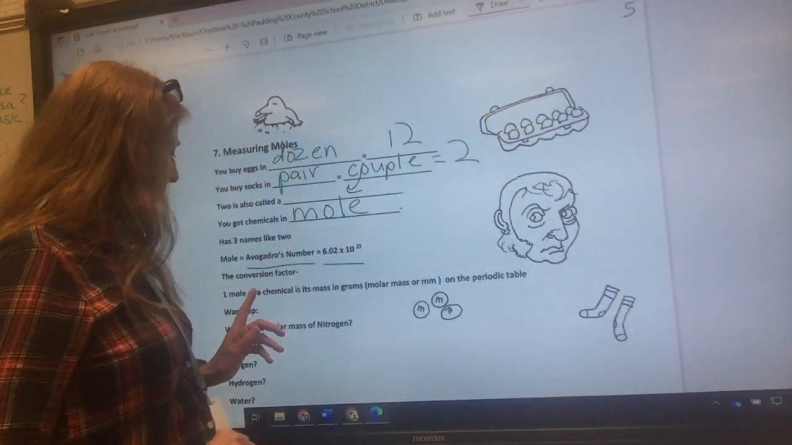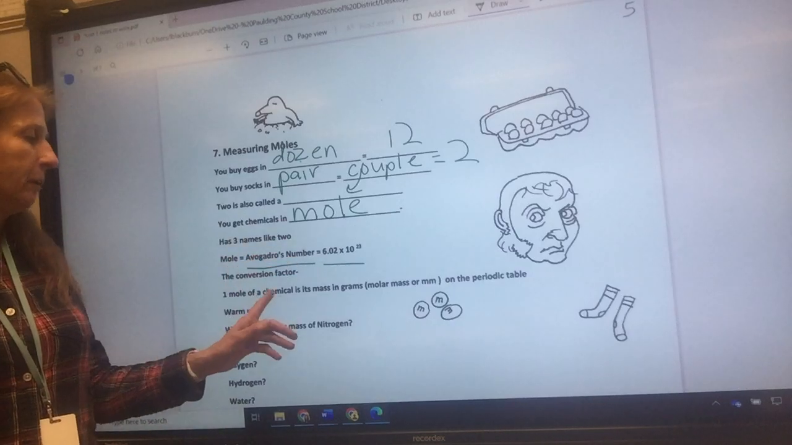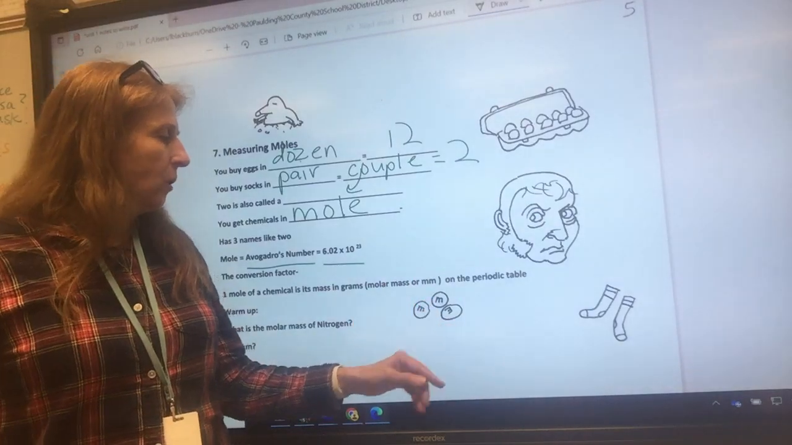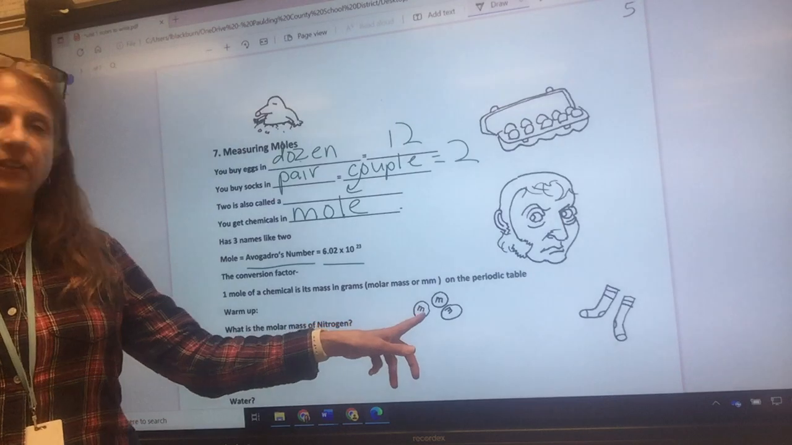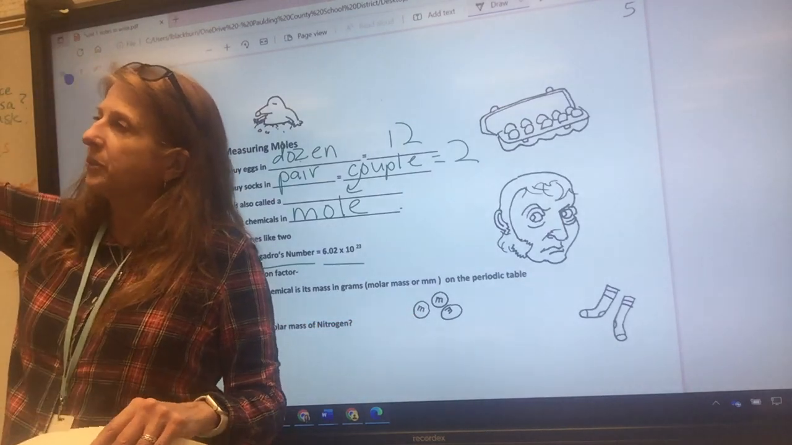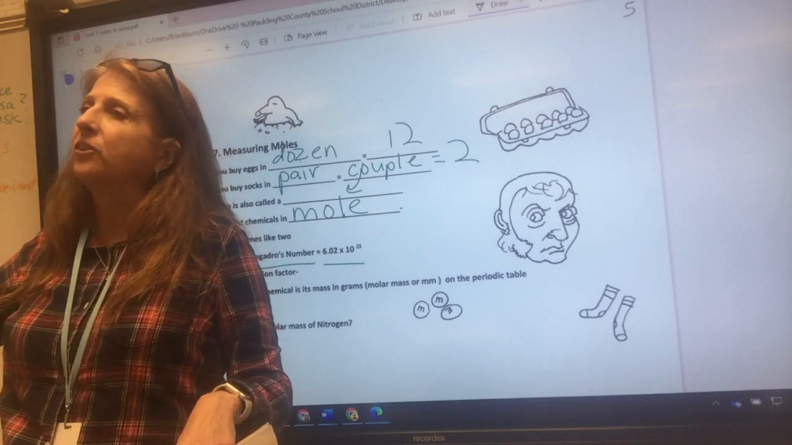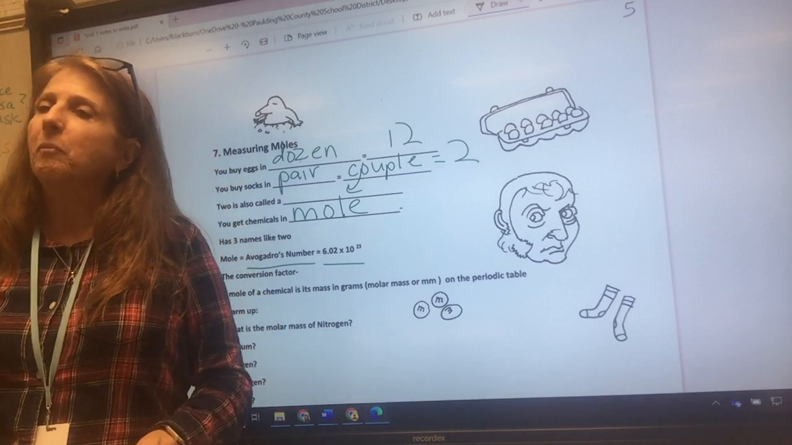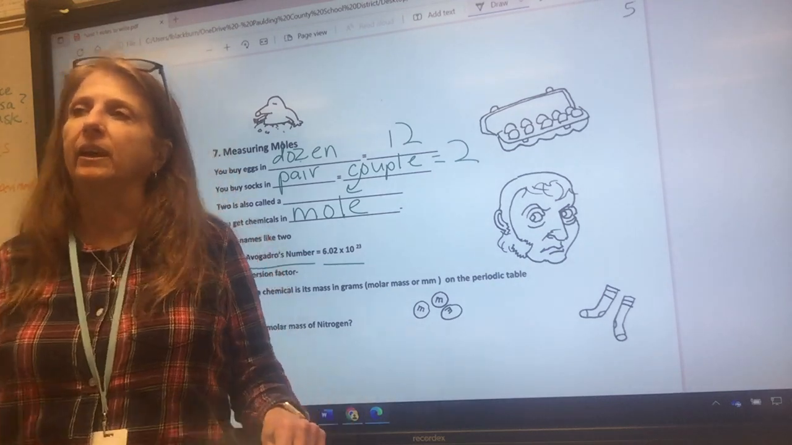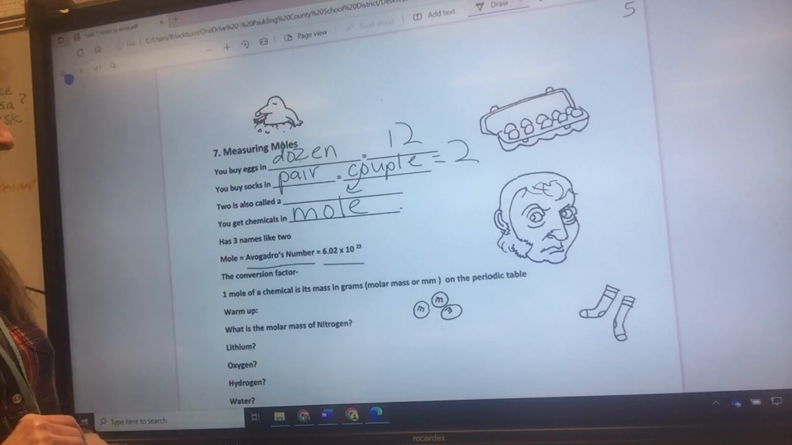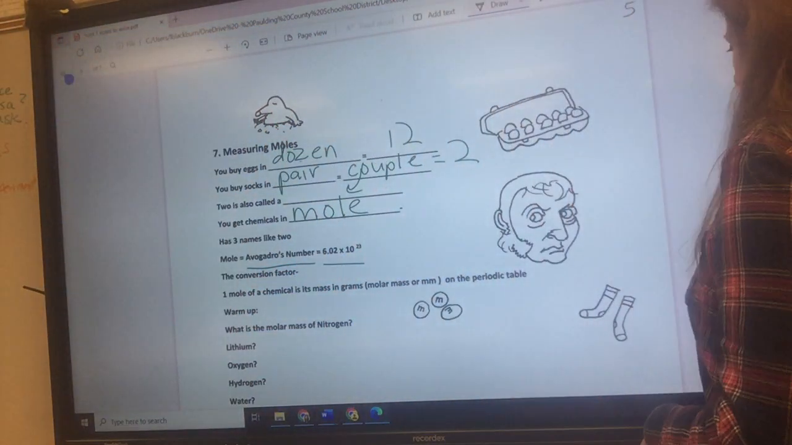Okay, so what is this number? Why is it so important? A mole of a chemical is the mass in grams, which is called molar mass, and I abbreviate it M&M. And do you see the M&Ms? Have you noticed the M&Ms on the periodic table? It's because you look at the periodic table to get the molar mass, which is the mass of 1 mole of that chemical in grams. I know that was a lot to take in, but as we do the math, this is going to make more sense. Okay? So we're going to do a little math so it makes more sense.